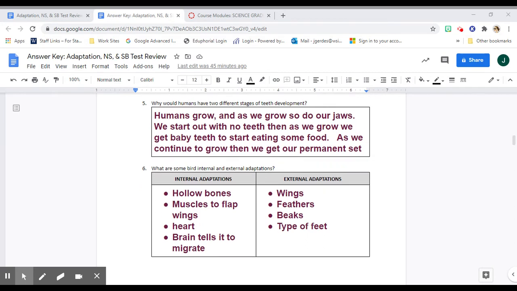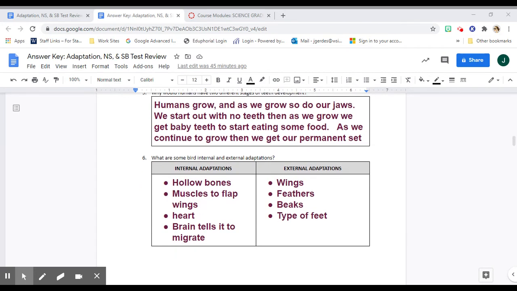What are some bird internal and external adaptations? So I have them listed there. Internal meaning inside. So inside of a bird, we can find hollow bones, muscles to help flap the wings, heart that's built for all the cardiac workout that they have when they're flying and migrating, and a brain that tells it to migrate. External would be like the wings, the feathers, the beaks, the type of feet. Okay, you could also say coloring. That would all be examples. External, oh, and the eye placement.